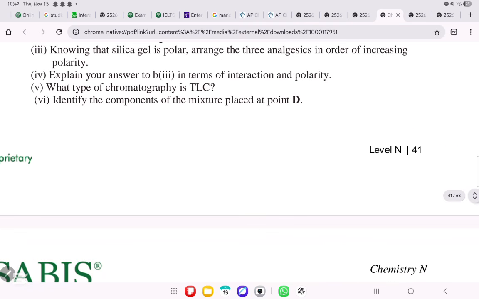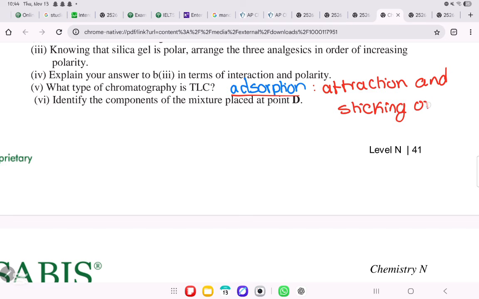It says, what type of chromatography is TLC? TLC is an adsorption chromatography. Now, why exactly is it adsorption? First of all, what does adsorption mean? Adsorption is the attraction and sticking of molecules to a surface. So attraction and sticking of molecules to a surface.